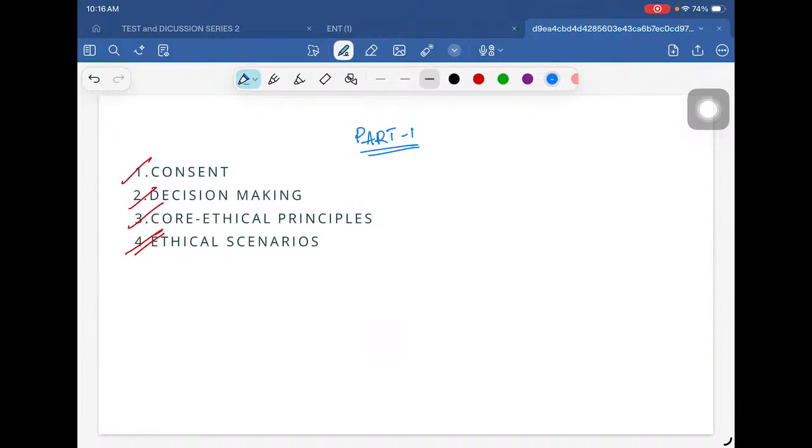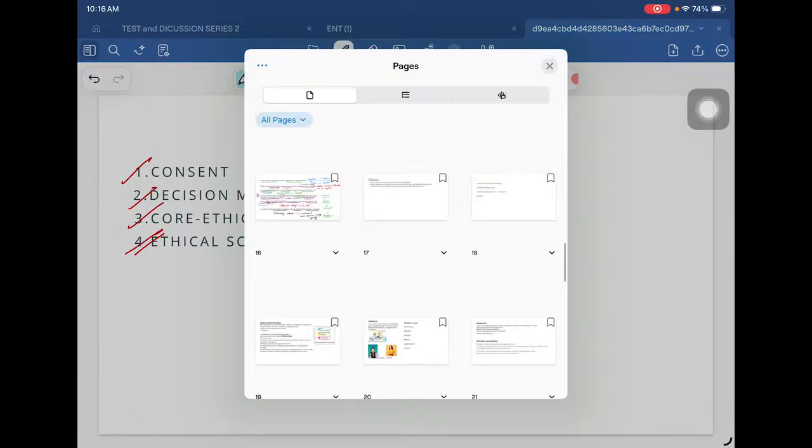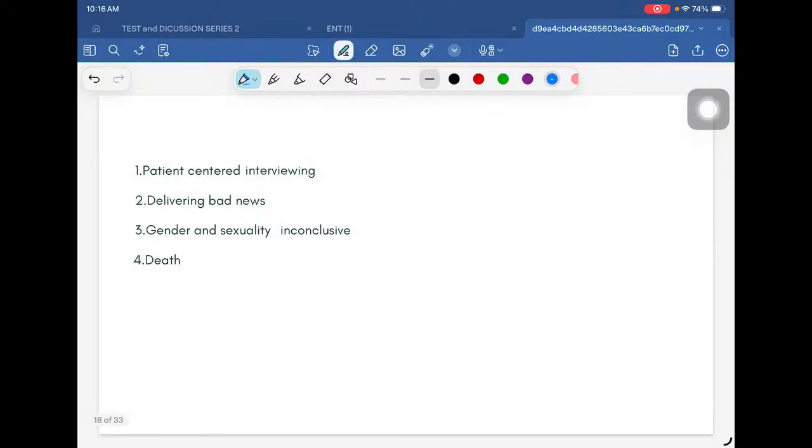I know I have session 2, part 2 also to take, wherein I'm going to cover patient-centered interviewing, delivering bad news, gender and sexuality inclusive care. But I think it's been already an hour, so I will cover the rest of it in the next session, and we might have 2 more sessions wherein I'll cover 4 or 5 topics in each session. If you want links or details for further sessions, just reach out to the Next Steps team. They'll be able to guide you.